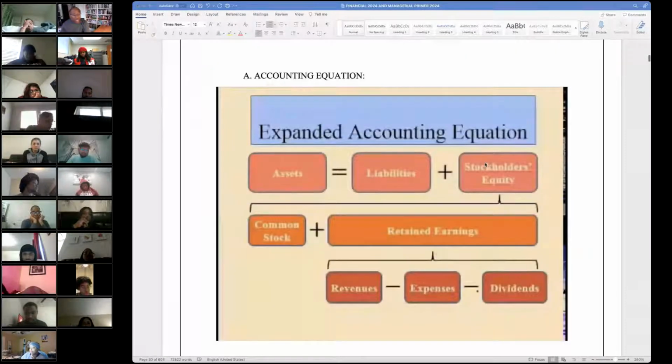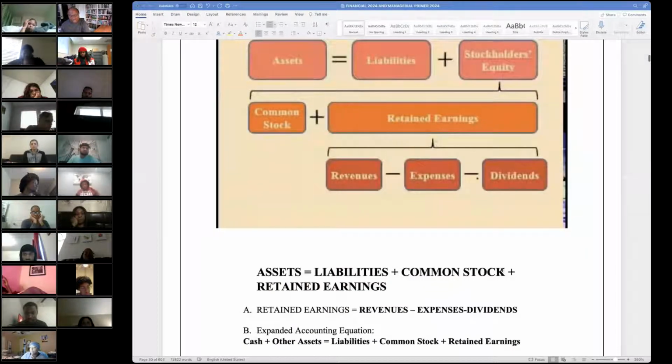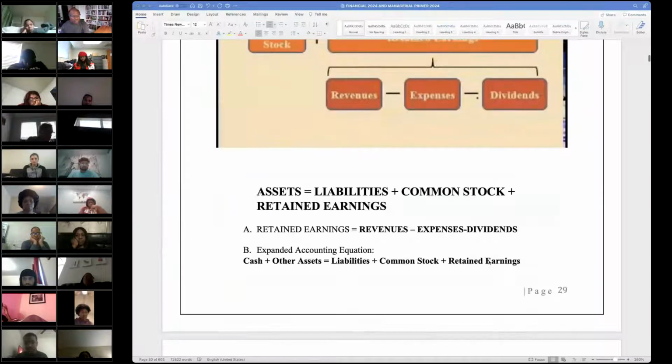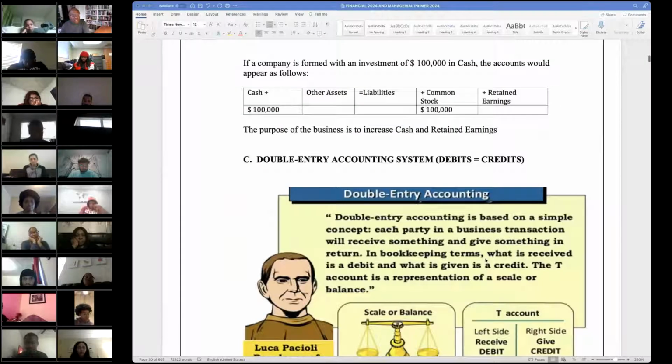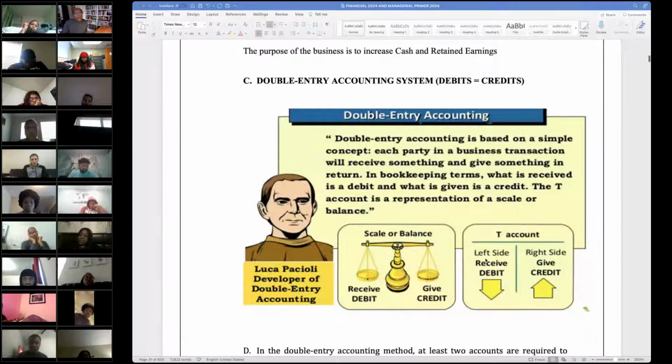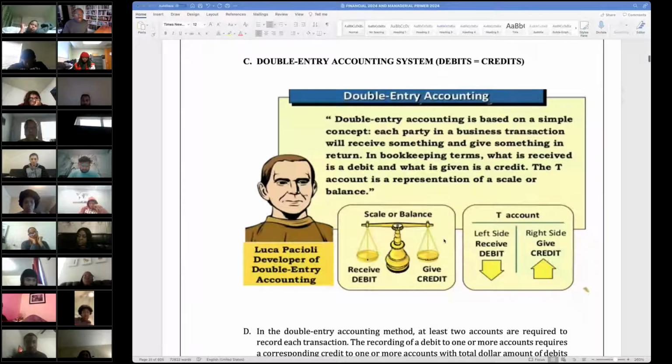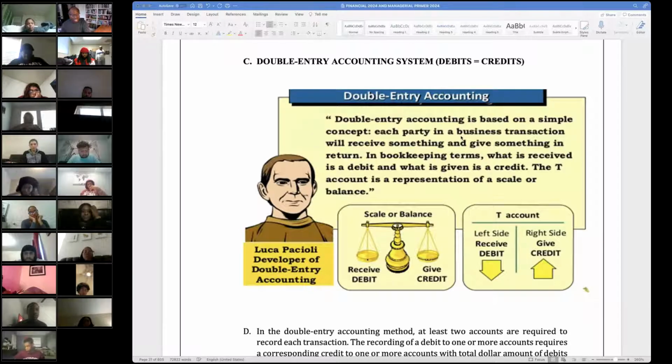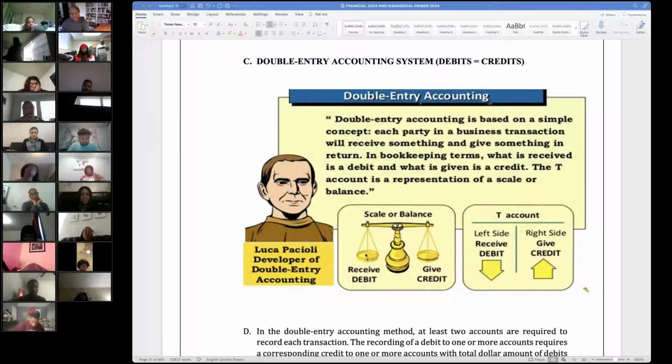Okay, so the accounting equation: assets equal liabilities plus common stock plus retained earnings. That's the foundation of what we're doing. And then we talked about double entry accounting. In accounting, the double entry concept basically says that when there's a transaction between two business people, two parties, each party receives something of value and gives up something of value. What they receive is the debit. What they give up is the credit. So it's never one side to anything.